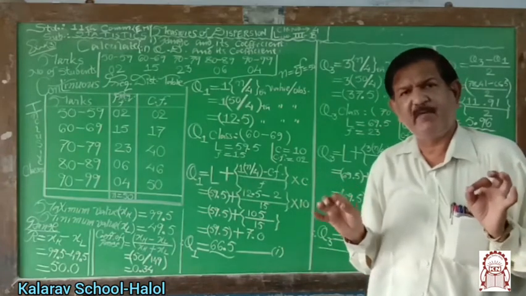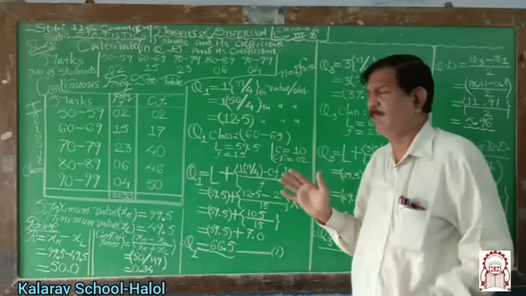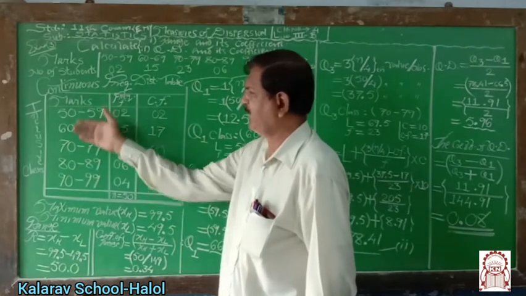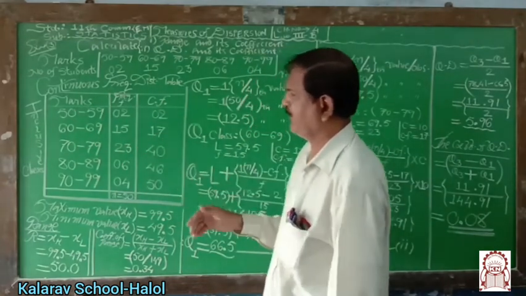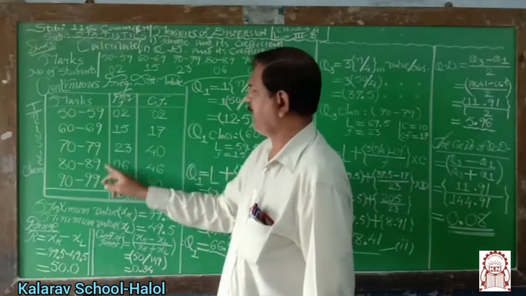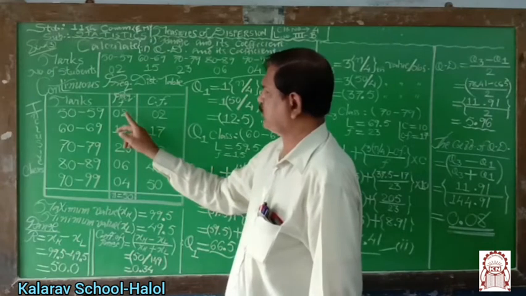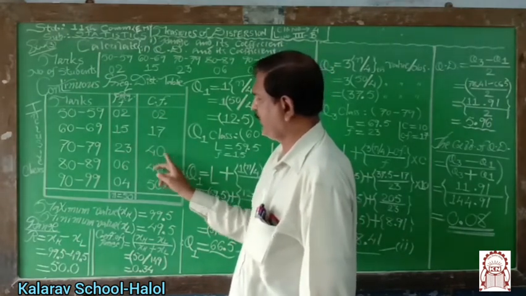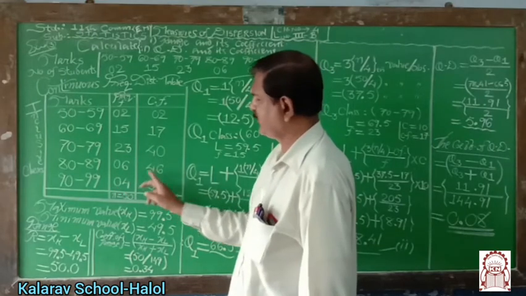It is continuous type of data. We have to prepare the table. Only 3 columns are required: class limits, frequency and cumulative frequency, from 50 to 59 up to 90 to 99. Cumulative frequency as usual: 2, 15 plus 2 is 17, 17 plus 23 is 40, 40 plus 6 is 46, 46 plus 4 is 50.